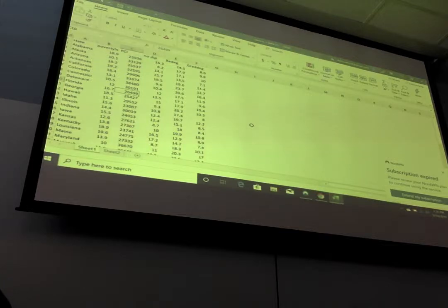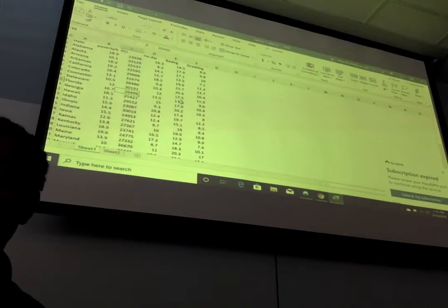No diploma, 13.5%. I would think that's a little bit higher. I don't know how they ended up with that. 17% with a bachelor's degree.